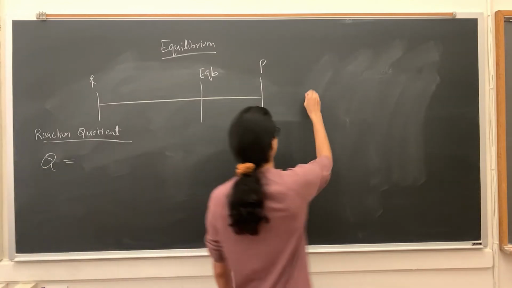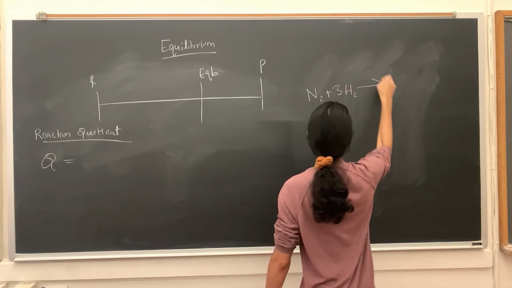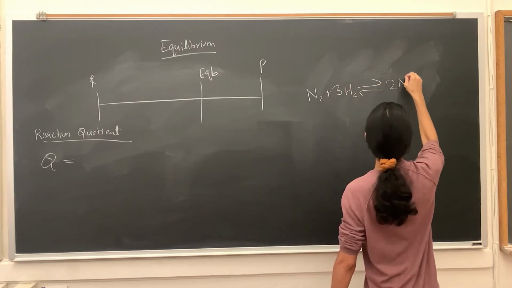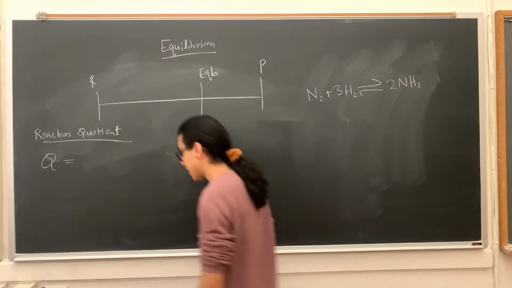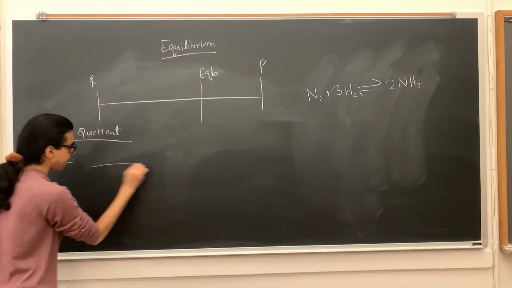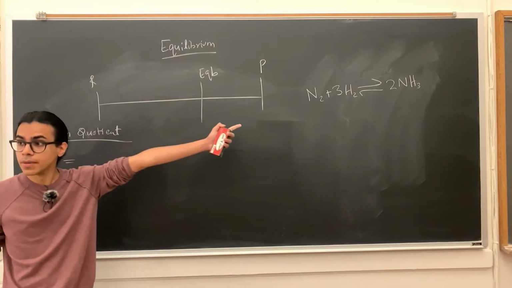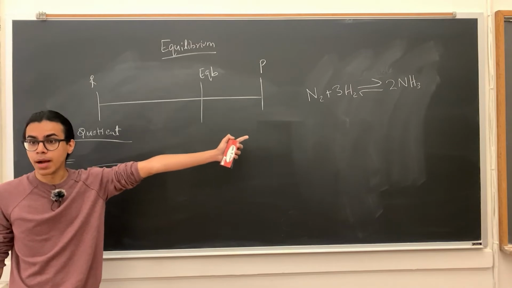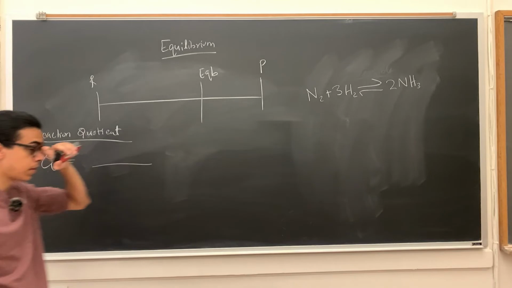I shouldn't have erased that chemical reaction. Let me put it back. It's products over reactants. It's a fraction, okay? Products go on top, reactants go on the bottom, and everything gets raised to its respective coefficient. Coefficients become powers. Products over reactants, coefficients become powers.